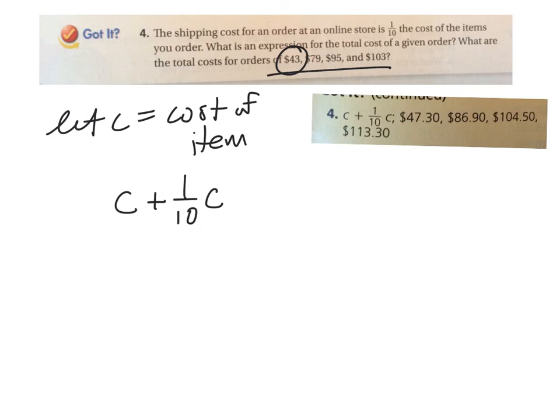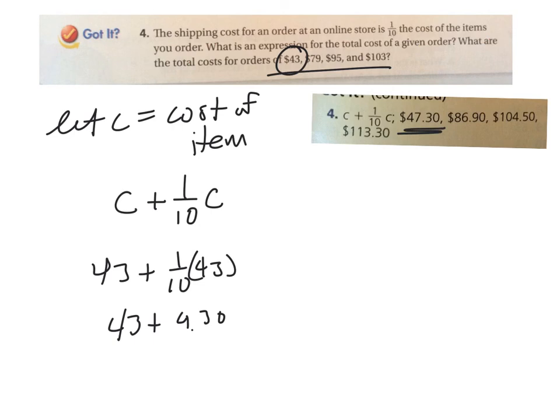So we're going to take each of these and plug it in. And again, we can make a table if you wish. So the first one will be 43 plus 1/10 of 43. So in other words, you're going to be adding on 4.30, right? So you're going to have 43 plus $4.30. Going to yield, and you can see all these up here, 47.30. Again, do the same thing for 79. And you're going to get 86.90.